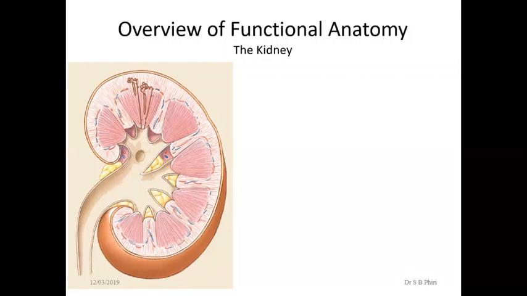Okay, so now let's look at the overview of the functional anatomy. So this is now the actual kidney. The coverings of the kidney we've discussed. You have the renal fascia, the adipose tissue.